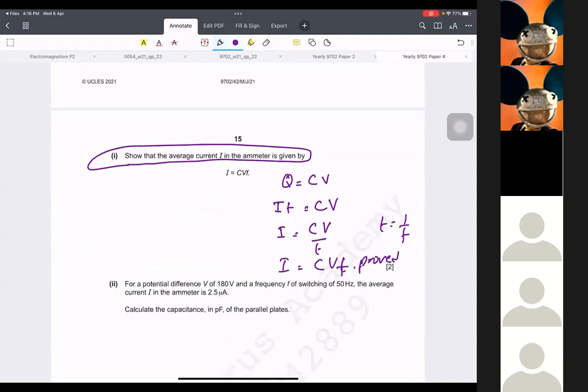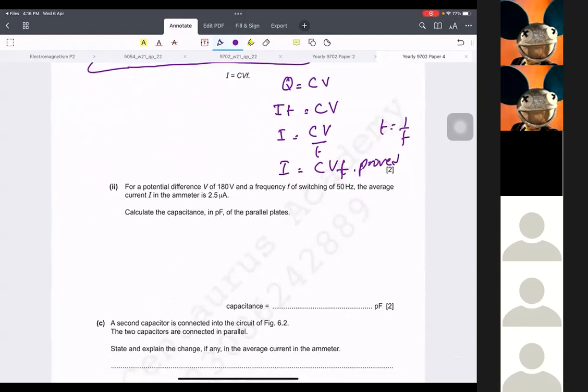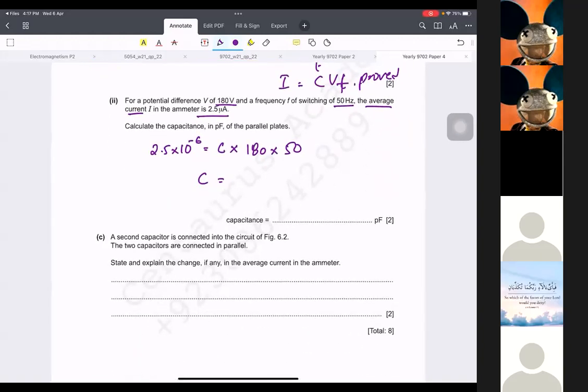All right. Now, for a potential difference of 180 V and a switching frequency F of 50 hertz, the average current in the ammeter is this. So calculate the capacitance in picofarad of the parallel plates. Current is 2.5 times 10 raised to minus 6. Capacitance we need to find. V is 180 and frequency is 50. Can you find that in pico? That is 280. 280 picofarad. Okay, 280.